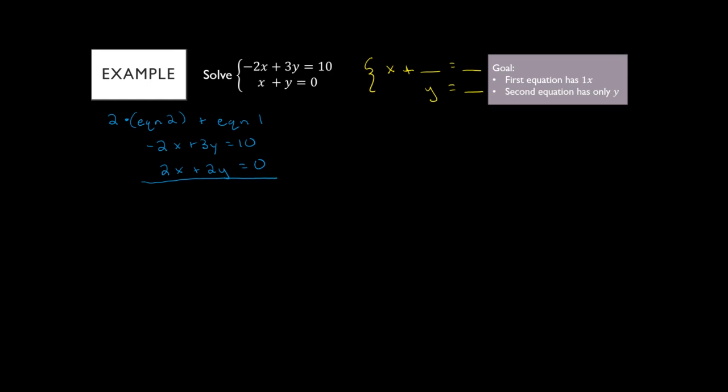So we're going to do elimination. So we're going to add those together. Negative 2x plus 2x is 0. 3y plus 2y is 5y. And we get 5y equals 10. And then from here we would go and we would solve for y. Our goal is to get y by itself. So when you're solving by elimination, that's what you do. That's your step. But Gaussian elimination doesn't do that all in one step.